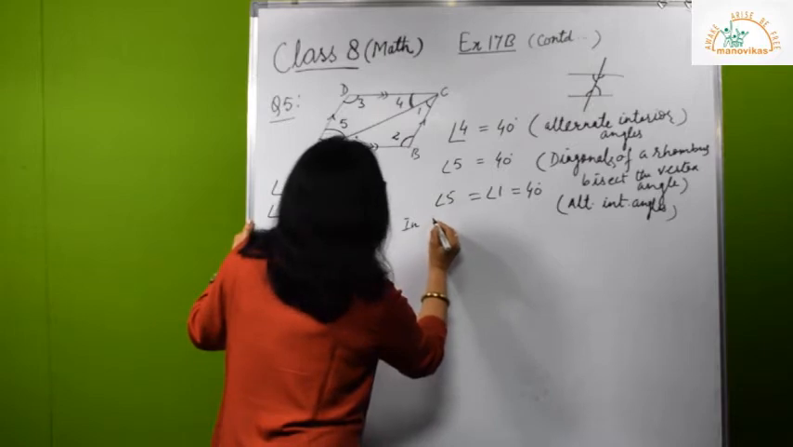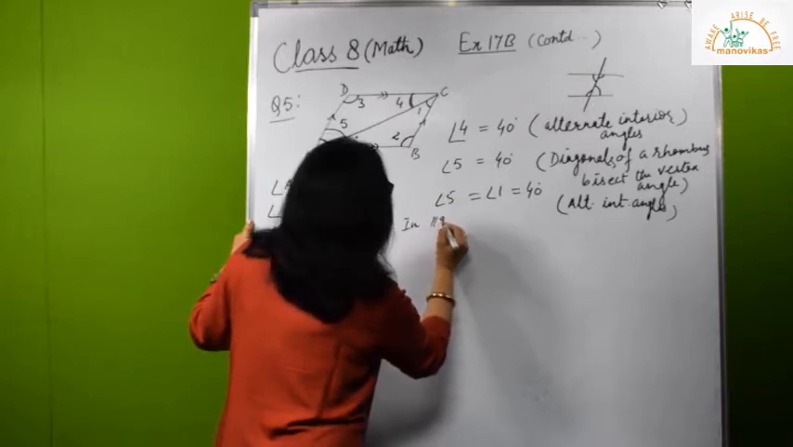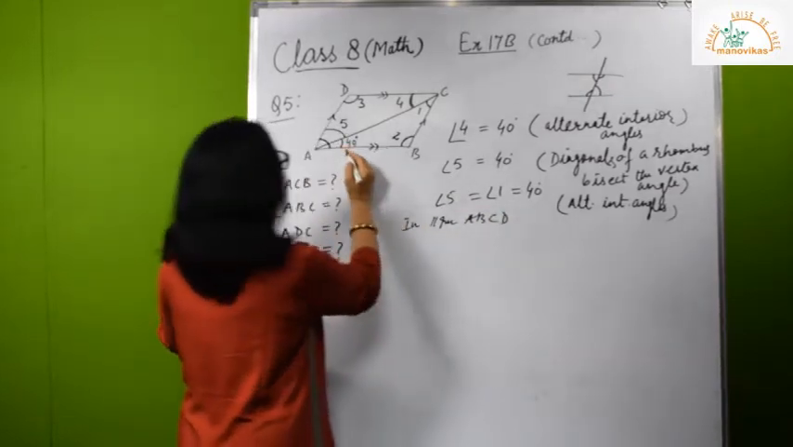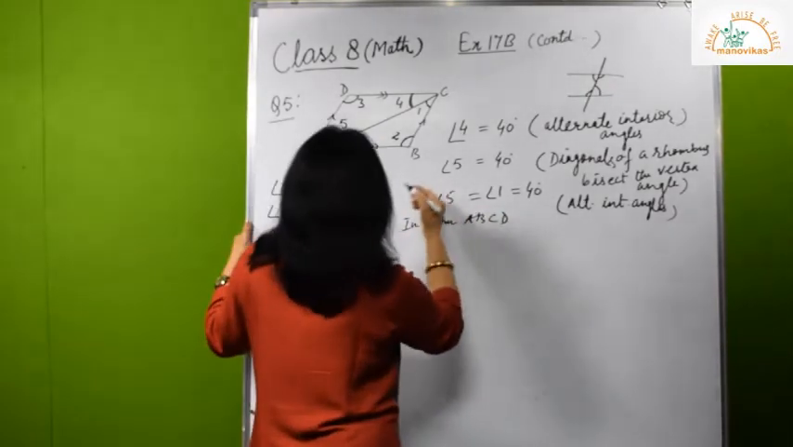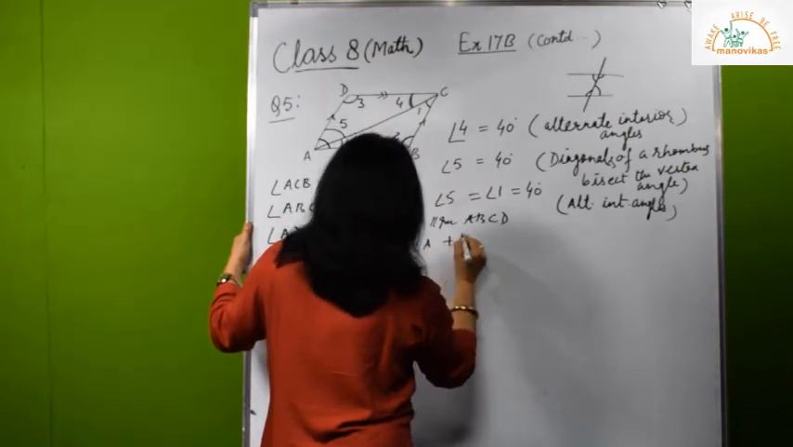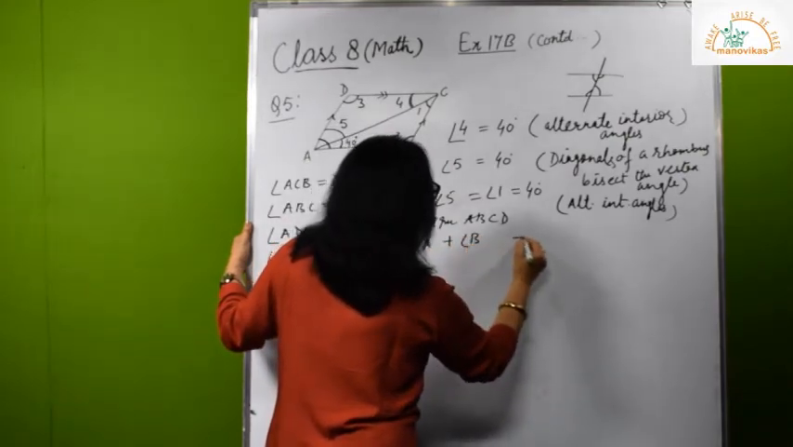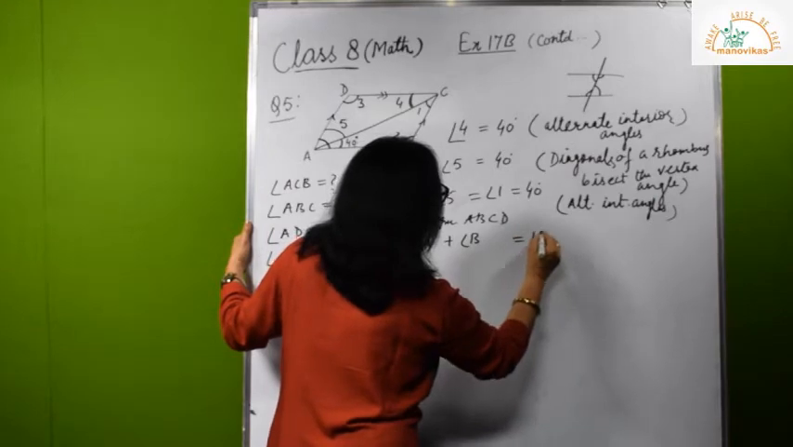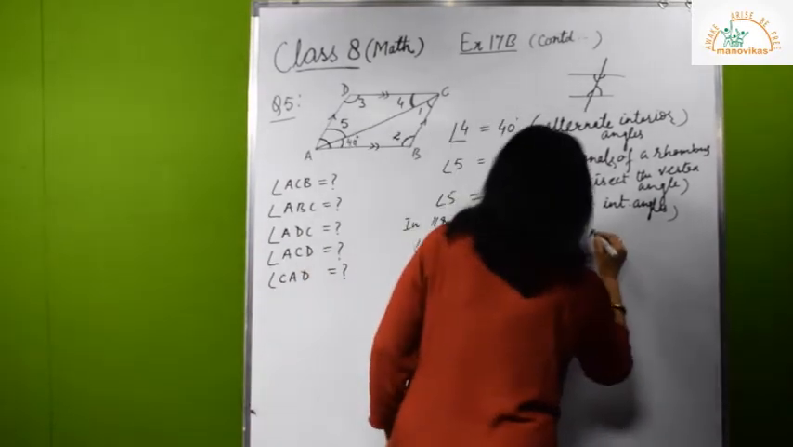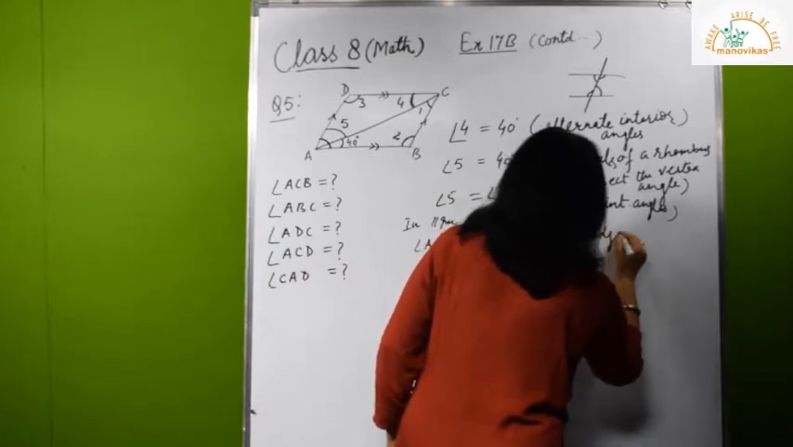In parallelogram ABCD, now we are not taking the part of any angle, but we are taking the whole angle. So in parallelogram ABCD, angle A plus angle B is equal to 180 degrees. Why? They are adjacent angles, so they will be supplementary.